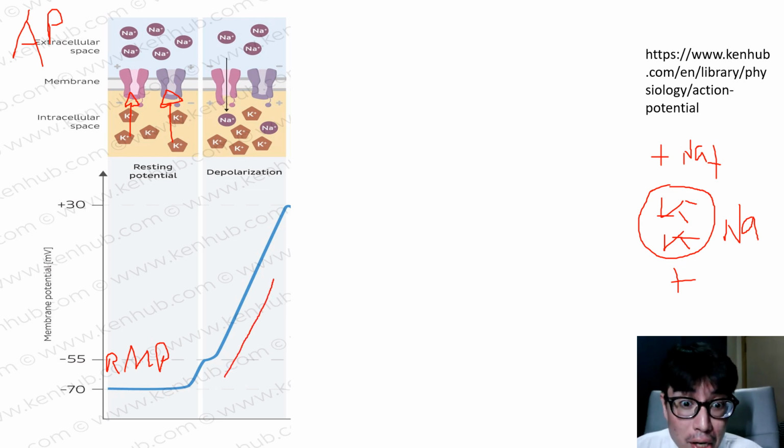When the membrane potential reaches approximately negative 55 millivolts, which we call the threshold potential or TP, there will be rapid opening of the activation gates of sodium channels. Therefore, sodium permeability increases, prompting sodium ions to enter the cell, making the interior of the cell even less negative.